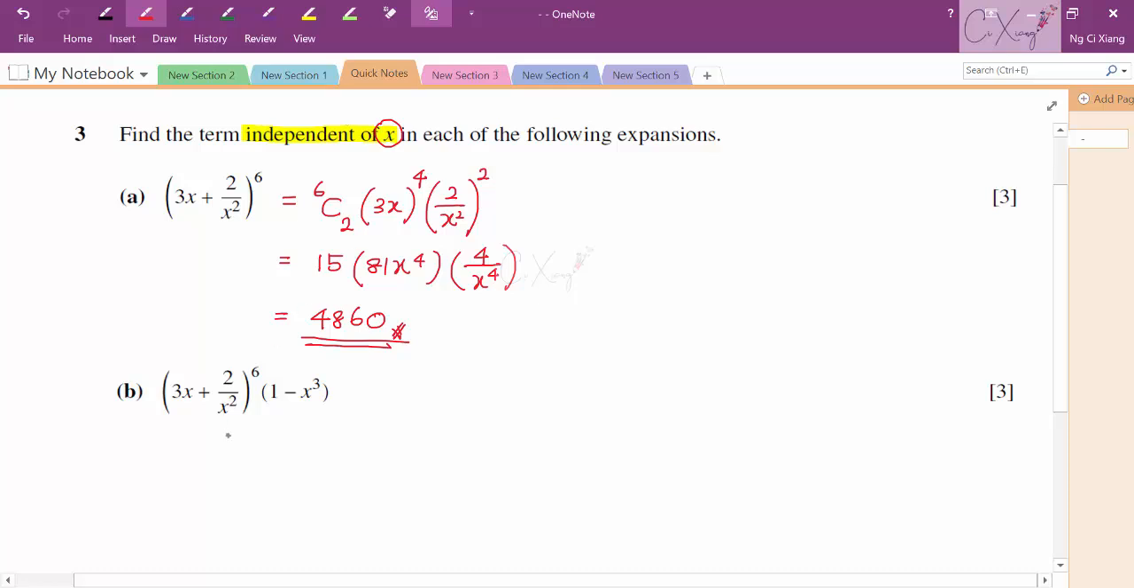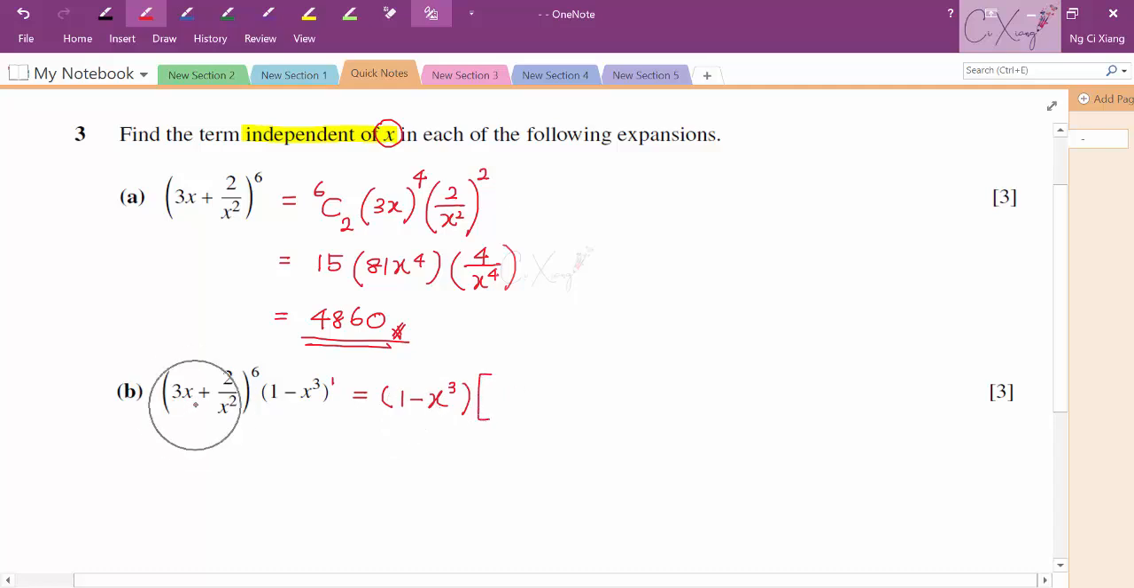Alright, then now we proceed to part number B. For part number B, they are also asking for the term that is independent of x. So you can see that generally it is from part A. And for the second bracket here, outside is a power 1. So 1 minus x to the power 3, we don't need to expand anything. It will remain as it is.